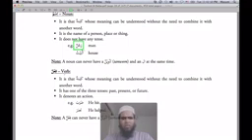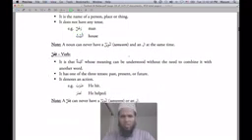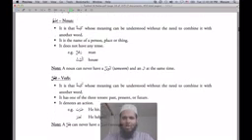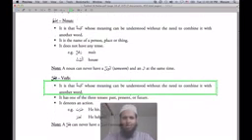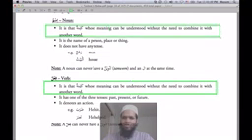Verb. It is that kalima whose meaning can be understood without the need to combine it with another word. Again, this part of fi'l and this part of ism are exactly the same. What is the difference then? It has to be one of the three tenses. So fi'l, verb, will always be associated with one of the three tenses: past, present, or future. Like daraba, he hit. Yadribu, he is hitting or will hit.